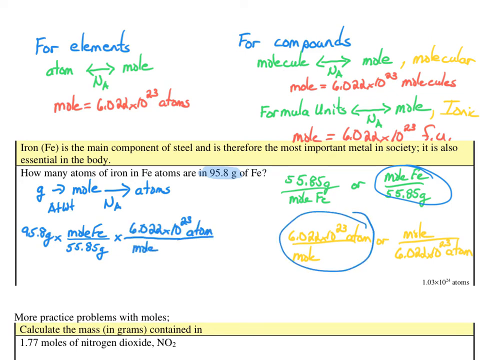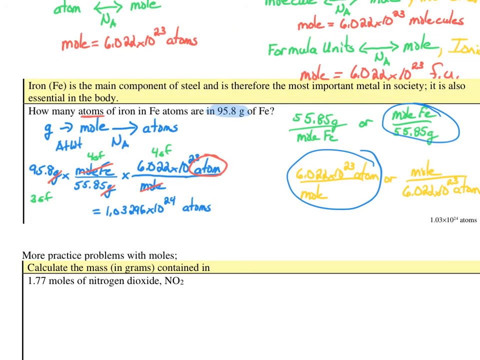We look at our setup and we see we do indeed cancel out units of grams and units of moles. The surviving unit is atoms, which is what we want. So we can do our math. Everything in the top indicates multiplication. The numbers in the denominators indicate division. So we write down our calculator answer, go back and worry about sig figs.